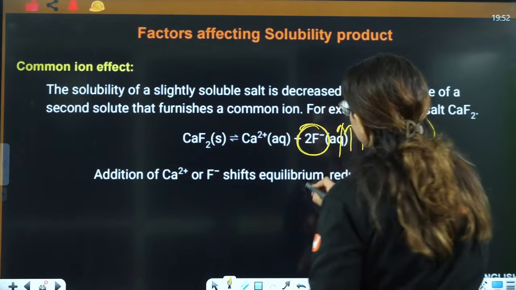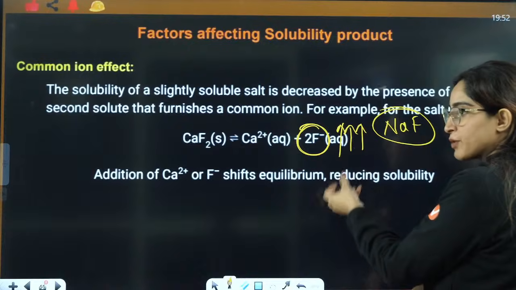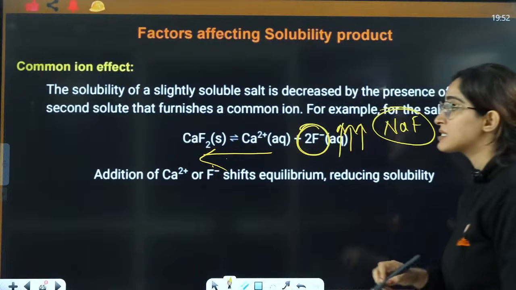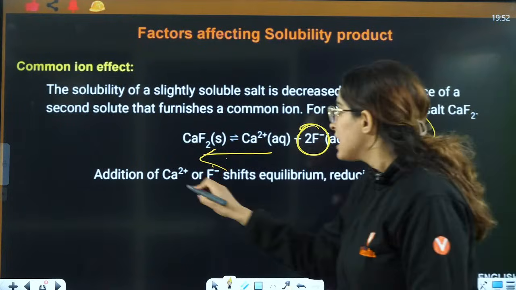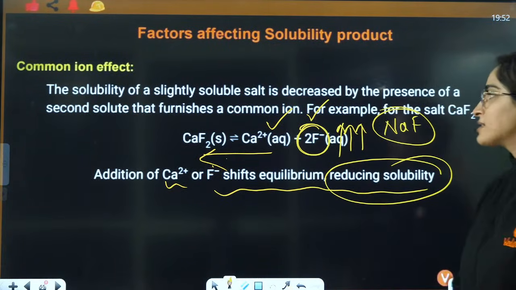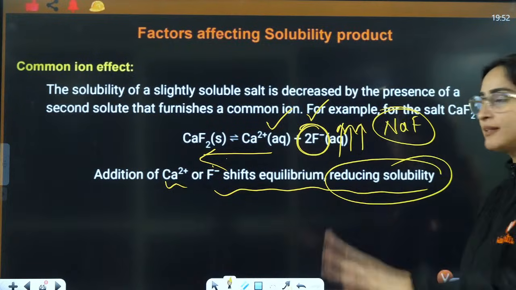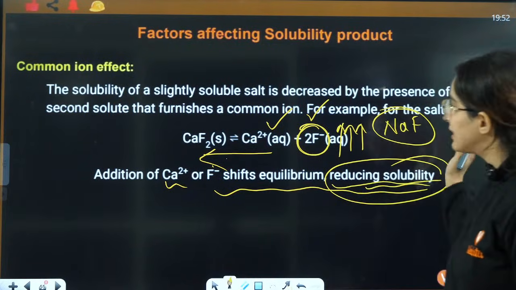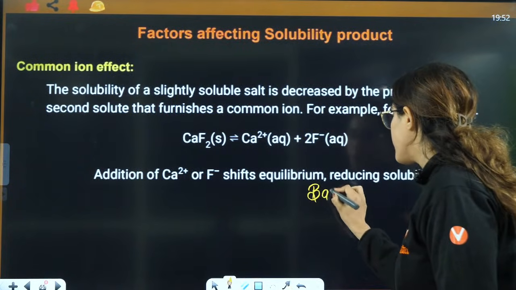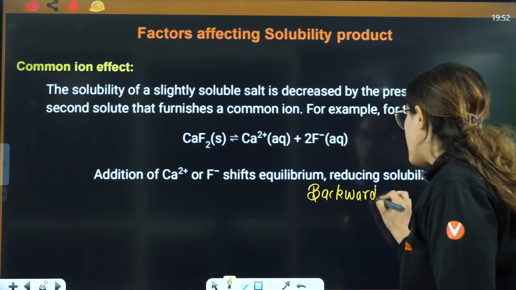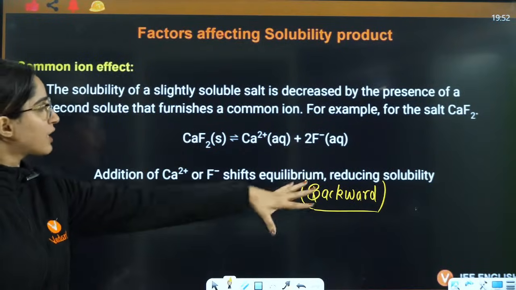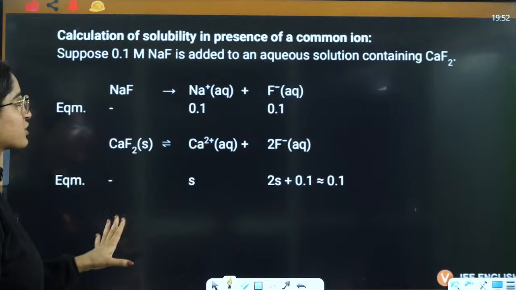When the concentration increases, according to Le Chatelier's principle, when product concentration starts to increase, it will go in the backward direction. That means it will start forming precipitate. So we are saying addition of either of these shifts the equilibrium towards the left side. That means reducing the solubility, it will move in the backward direction. According to Le Chatelier's principle, you can see it is moving in the backward direction, right?